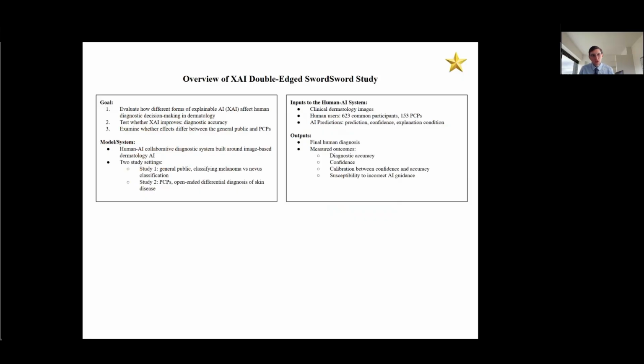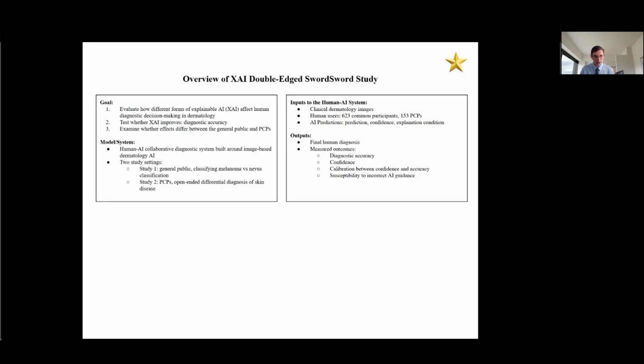So that leads us to the final part of this presentation, which is really just an overview of this third paper, which is the Explainable AI Double-Edged Sword. The goal of this specific paper is to evaluate how different forms of explainable AI affect human diagnostic decision-making, specifically in dermatology. It wants to test whether explainable AI improves diagnostic accuracy, and it wants to examine whether explainable AI affects the general public and the primary care providers differently. So it's really looking at that interaction between the humans and the artificial intelligence.